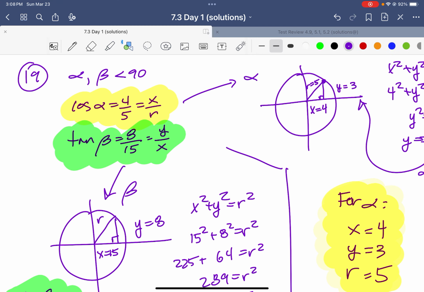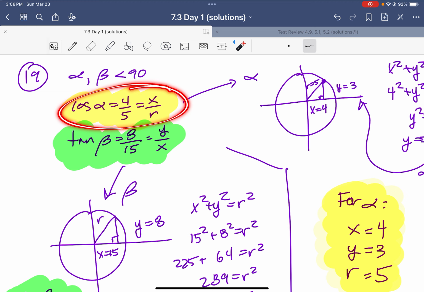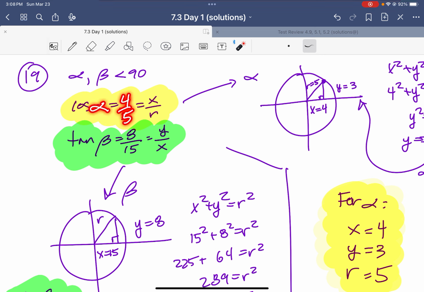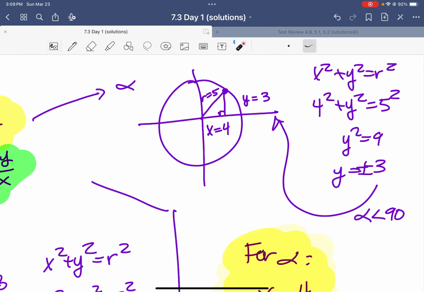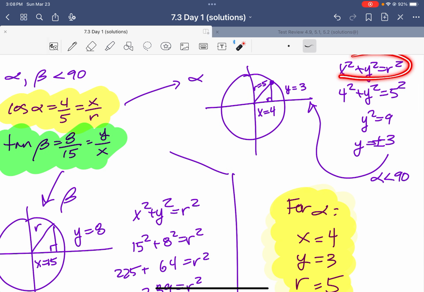So they gave us this information, this about cosine, this about sine. Since cosine is 4/5 for alpha, that means that I know x and r for alpha. So I come over here and draw my picture. Well, since alpha is acute, that means it's somewhere in the first quadrant. And I label my x and my r that I know, and I now must find y. Using Pythagorean theorem, I get y is plus or minus 3.